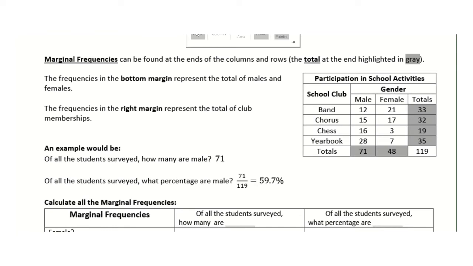Marginal frequencies can be found at the ends of the columns and rows. In this example, the totals at the end are highlighted in gray. So your marginal frequencies will come from these gray boxes. The frequencies in the bottom margin represent the total number of males and females. The frequencies in the right margin represent the total number of club memberships.